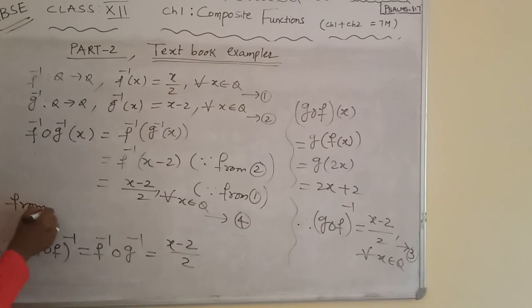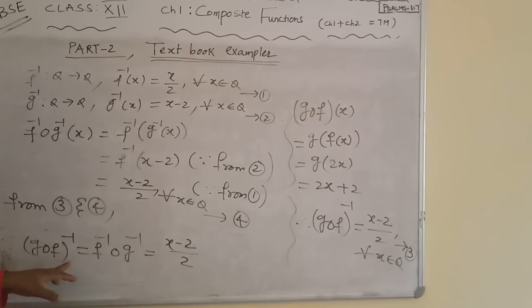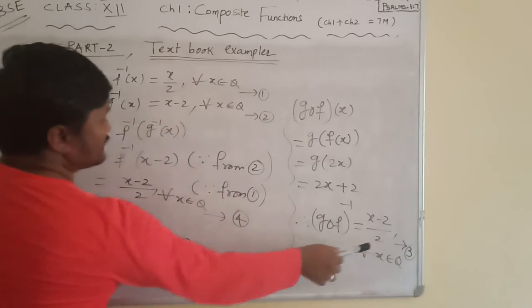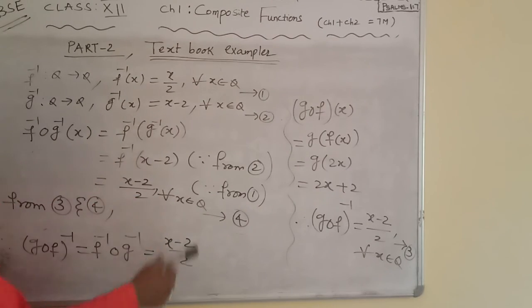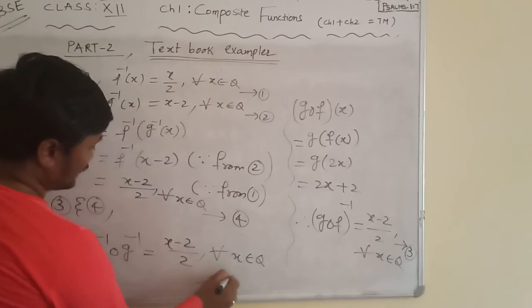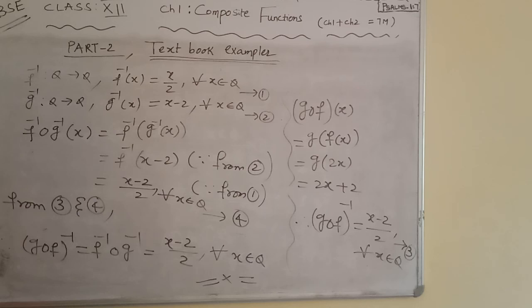From 3 and 4 we can write (g∘f)⁻¹ is equal to f⁻¹∘g⁻¹ is equal to (x − 2)/2. You just observe, here also (x − 2)/2, here also (x − 2)/2, for every x belongs to Q. So you now understand how that property is true. That property says (g∘f)⁻¹ is equal to f⁻¹∘g⁻¹. So now the property is also proved, and your solution is also proved.